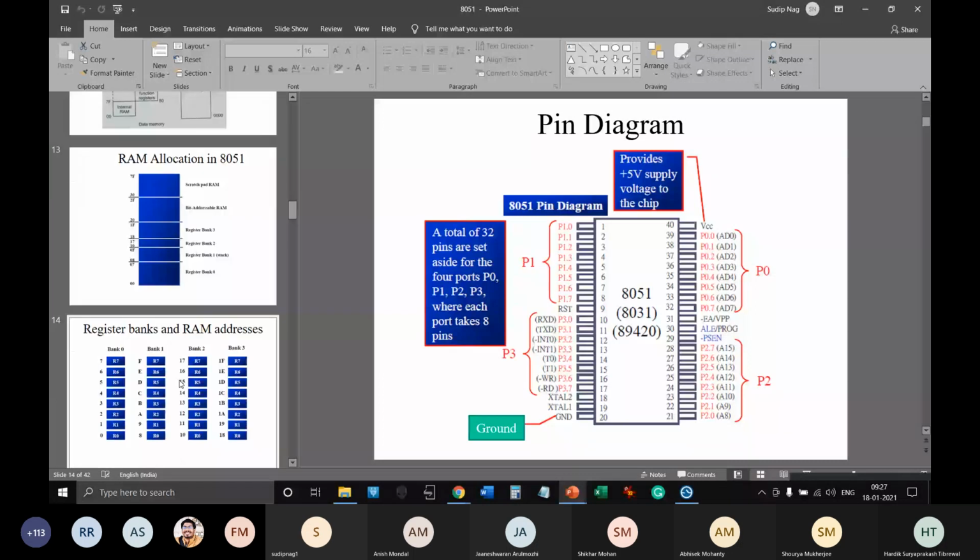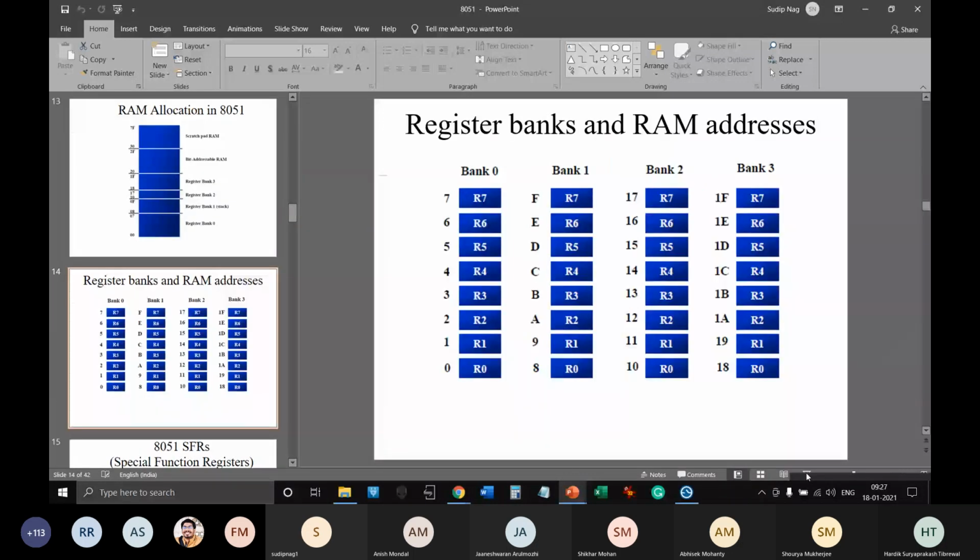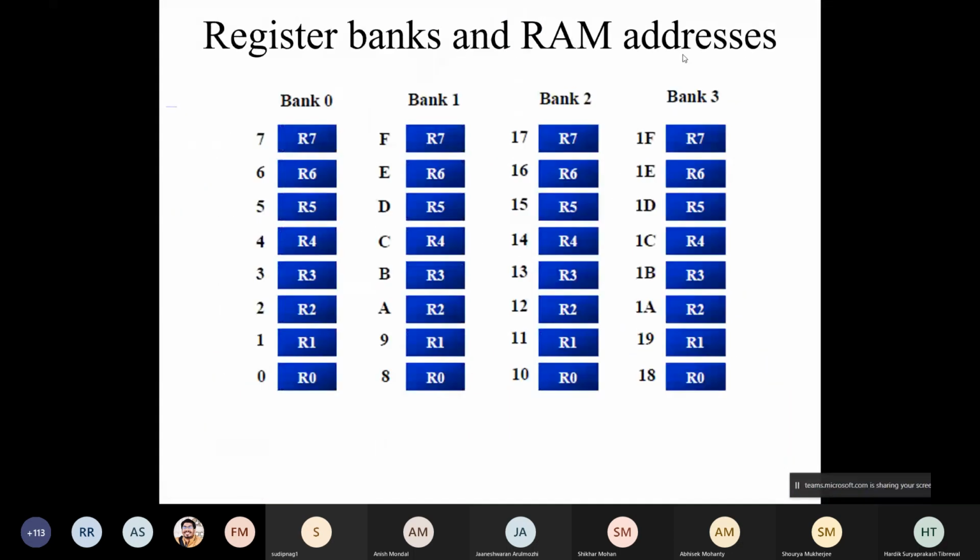We'll go to our next slide, which is register banks and RAM address. This register banks, as I said, there are 4 banks. Each of them has 8 registers. Each register is 8 bits wide. So there are 8-bit registers inside a bank, and there are 4 such banks. That means 8 into 4 registers are present inside the 8051, inside the register banks.